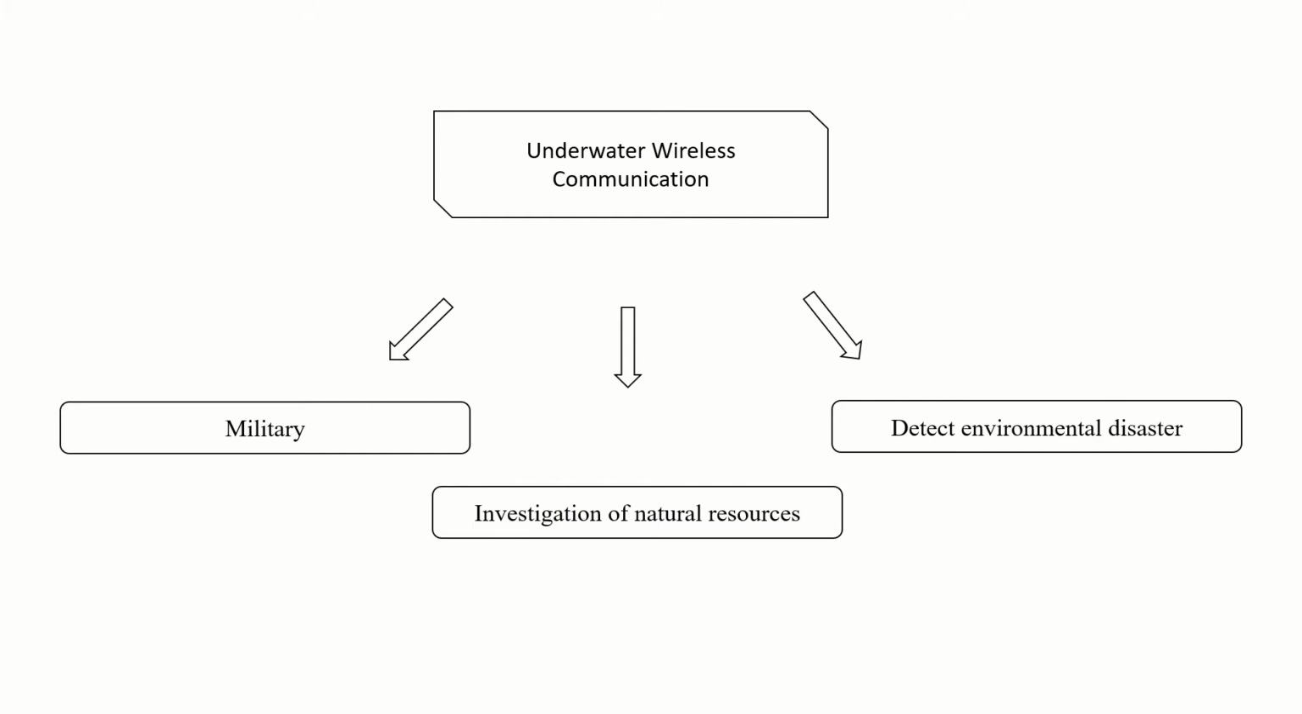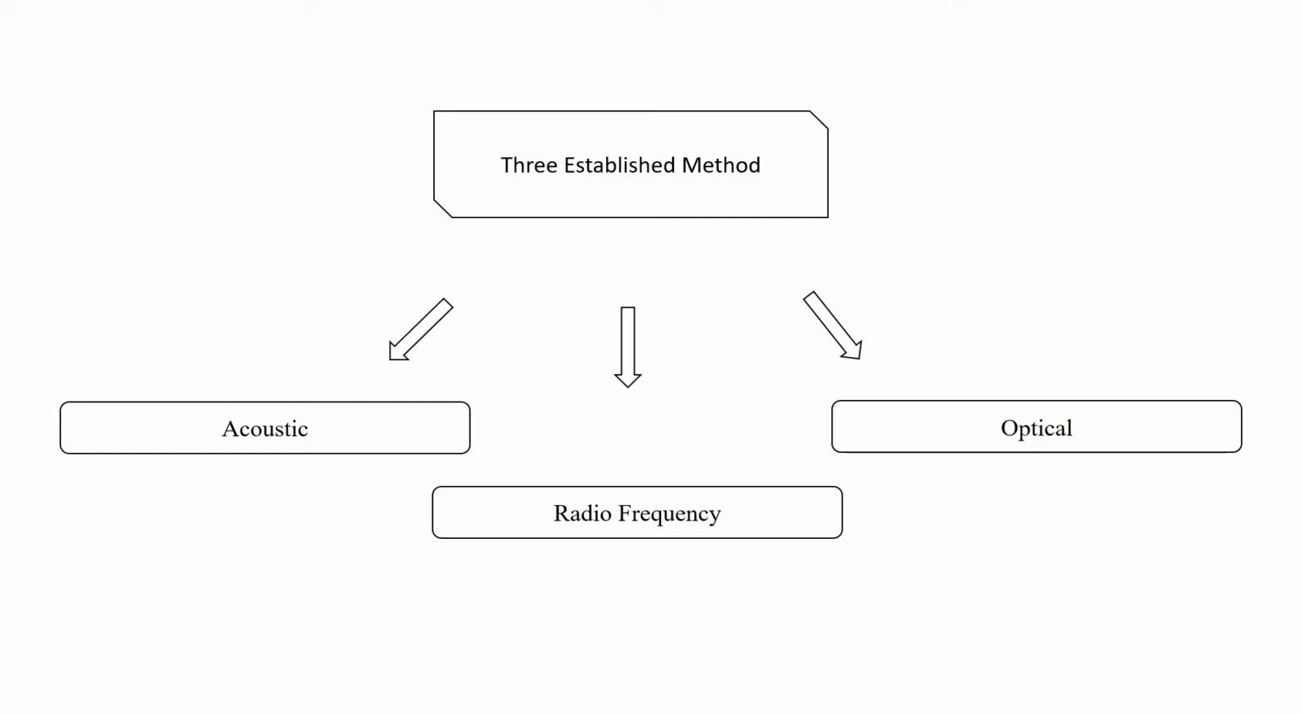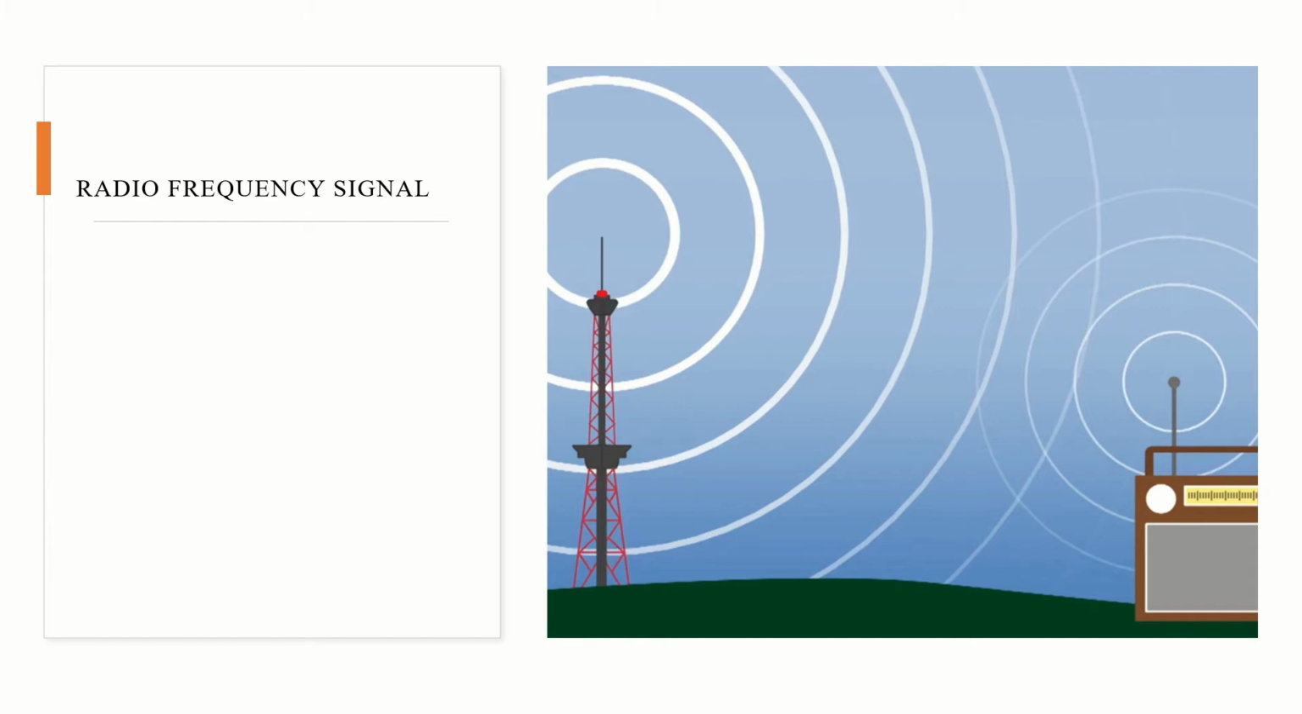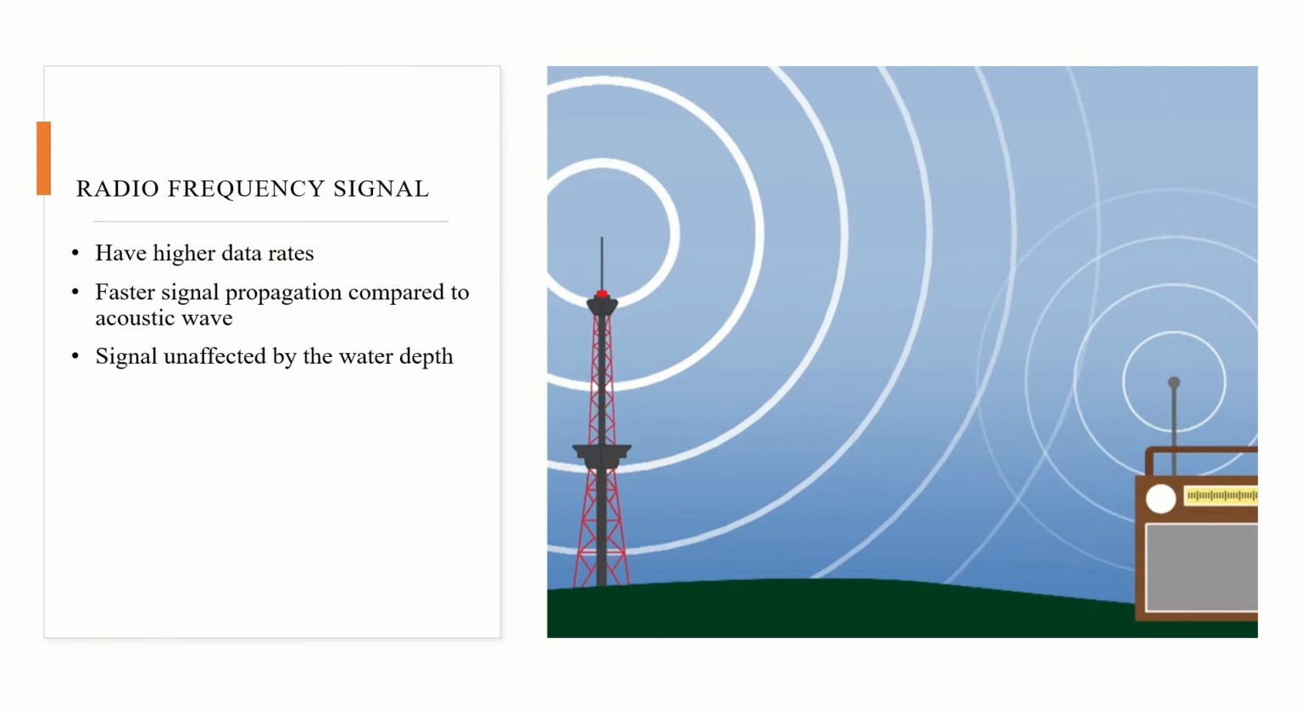My motivation for this work is to create an underwater communication system using radio wave for monitoring the ocean environment and researching valuable seabed resources through an autonomous underwater vehicle. In underwater communication technology, there are three types of established methods that can be considered, which are acoustic, radio frequency, and optical signal. Therefore, a radio frequency signal will be used. Why did I choose radio frequency? Radio frequency waves have higher data rates and faster signal propagation compared to acoustic waves. It is also unaffected by the water depth.